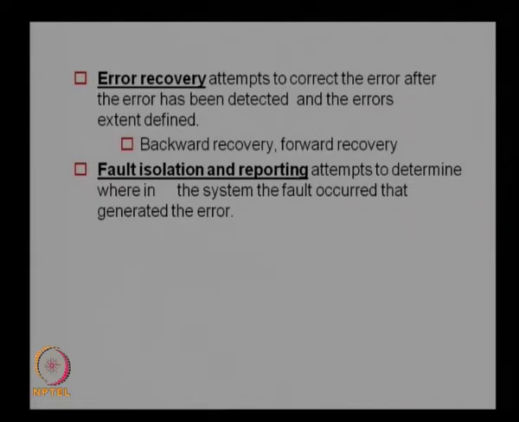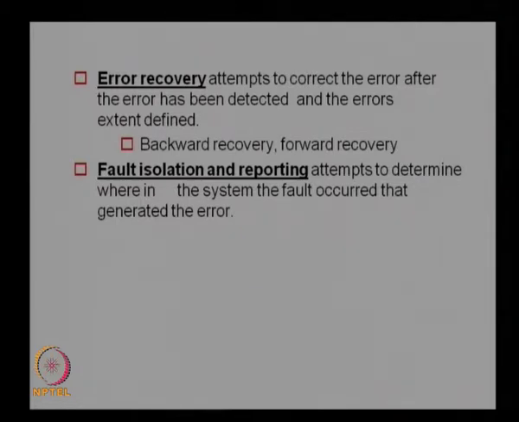Error recovery attempts to correct the error after the error has been detected and the error's extent defined. Once that is done, recovery means you can get back to the normal mode of operation even if there is an error. This can be attempted in 2 ways: backward recovery and forward recovery. We discussed these methods in the functional decomposition or functional development stage, so I am not going into the details, but these are the 2 methods by which we can implement error recovery.